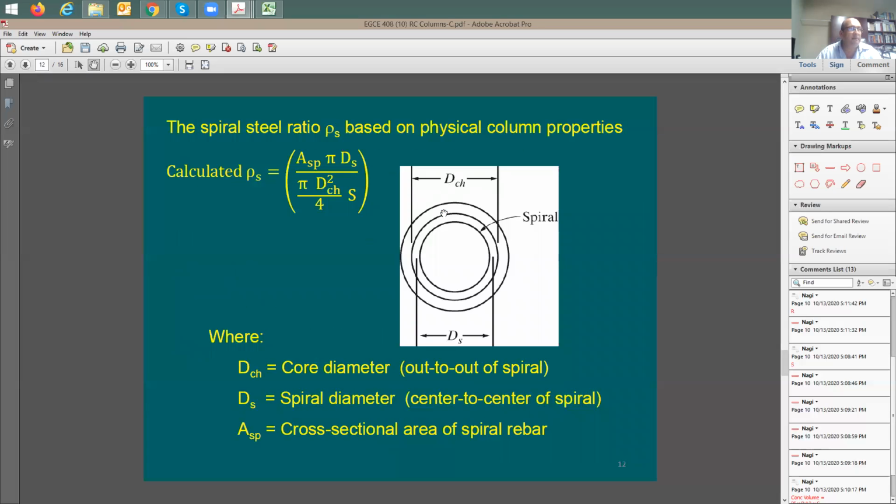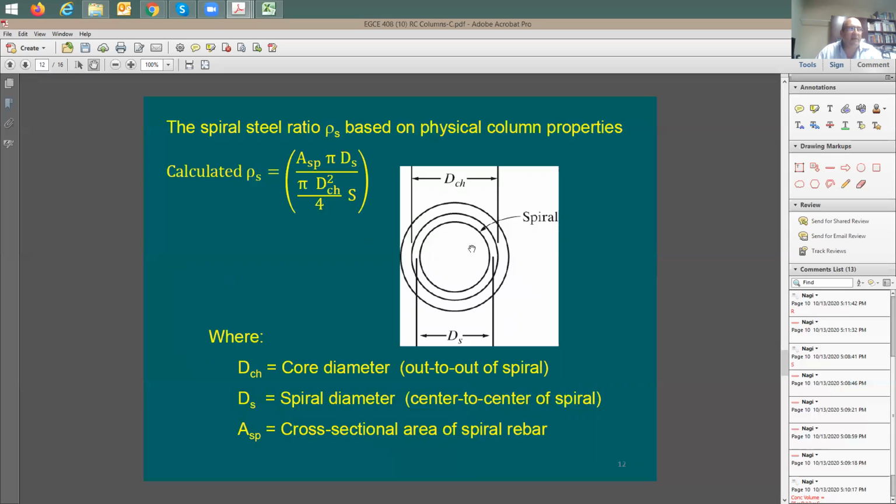Any questions? Okay. Now also in the code, we have this definition for D sub S. What is D sub S? It's the diameter to the center of the spiral. We also have DCH, which is given to the outside of the spiral. Now, just to go more into details of this.